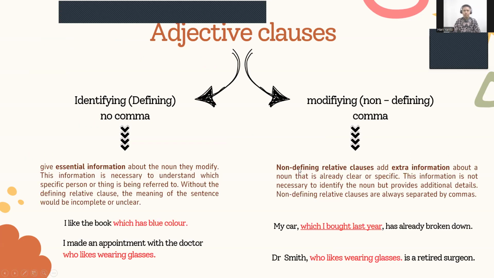There are two types of adjective clauses. The first is identifying, or defining, and the second is modifying, or non-defining.